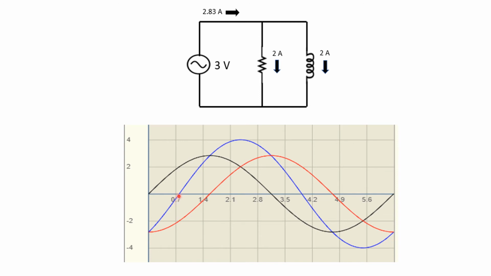When the source current is 0, you might think the current in the circuit should be 0, but it's not, because the inductive element is acting as a source at that point and outputting current that feeds the resistor. So their values are equal but opposite. When the inductive current is zero, we can see that the source current is equal to the resistive current. So the source is feeding the resistor. And when the resistive current and the inductive currents are equal here, you can see that the total current from the source is at its maximum.